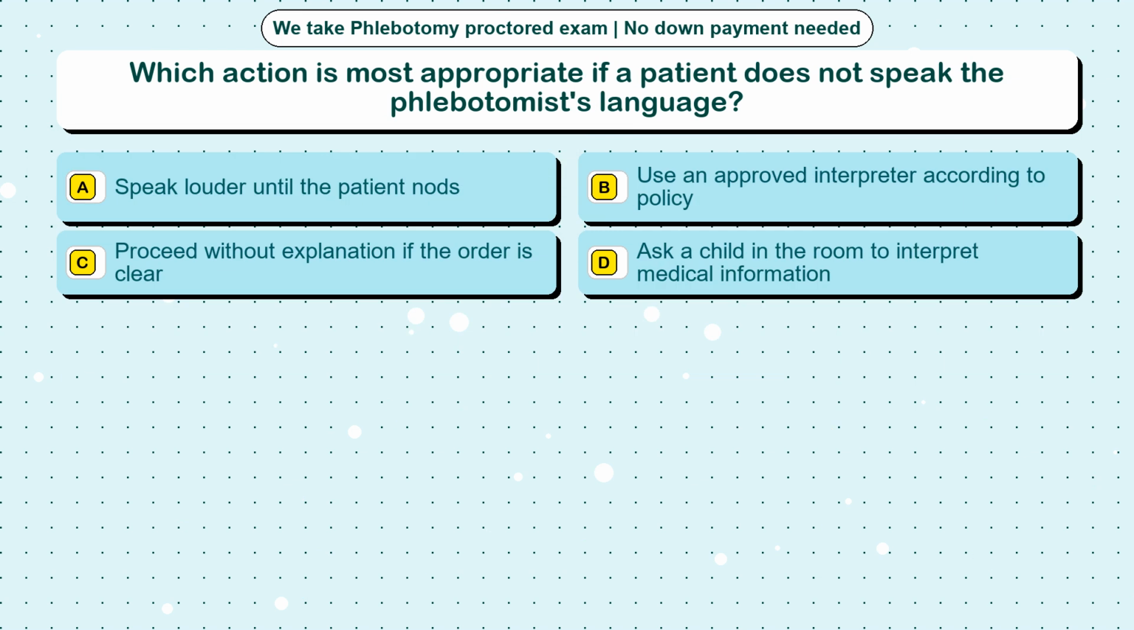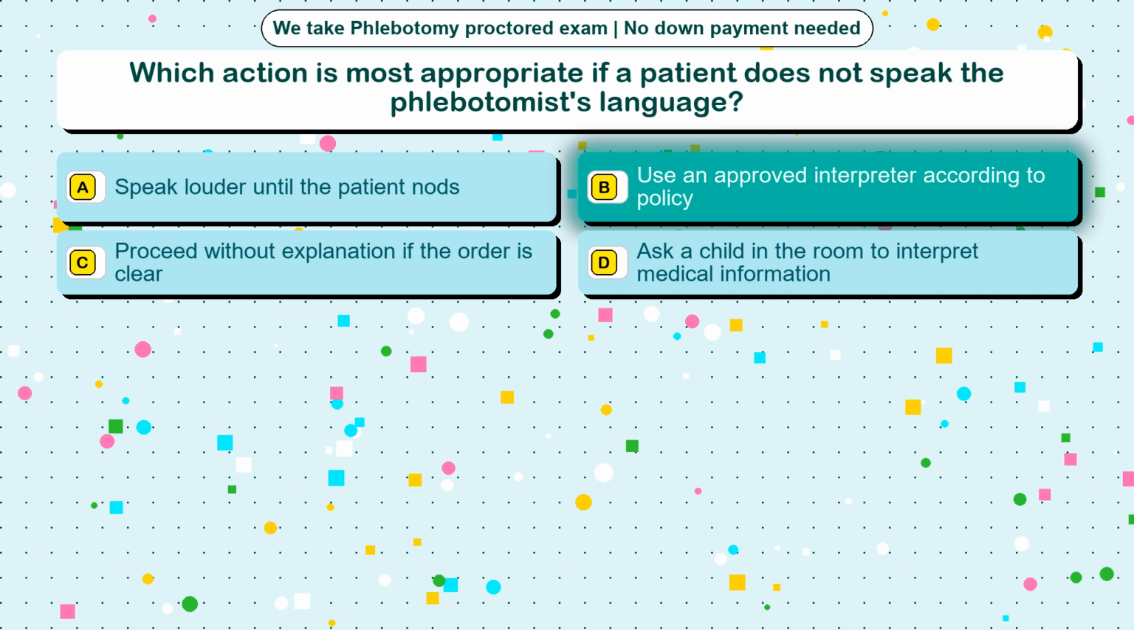Question 81. Which action is most appropriate if a patient does not speak the phlebotomist's language? Option A. Speak louder until the patient nods. Option B. Use an approved interpreter according to policy. Option C. Proceed without explanation if the order is clear. Option D. Ask a child in the room to interpret medical information.